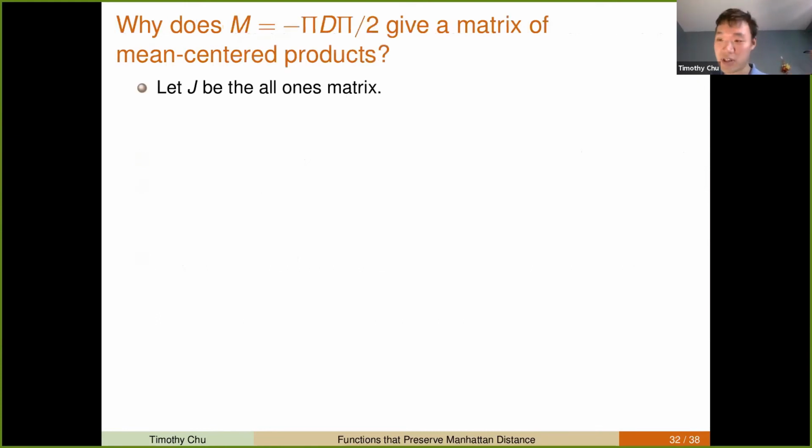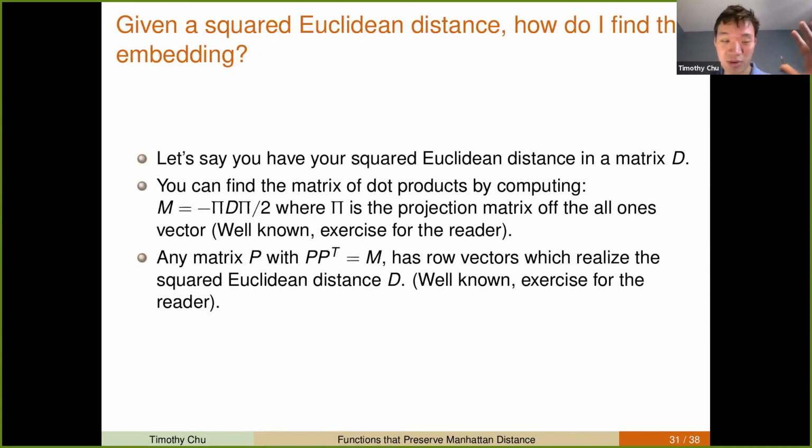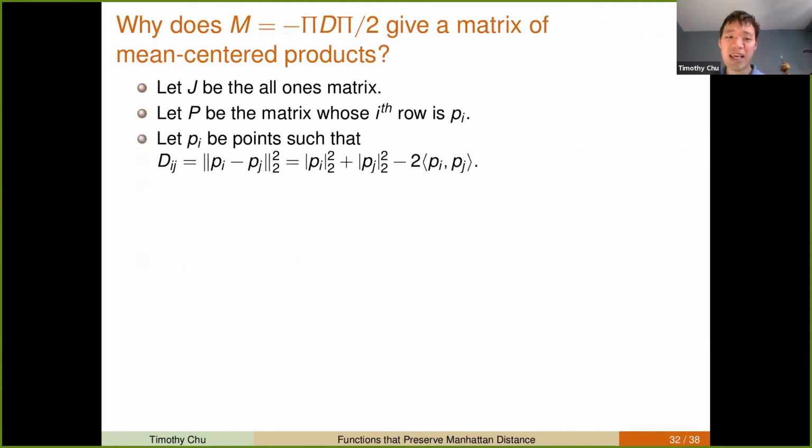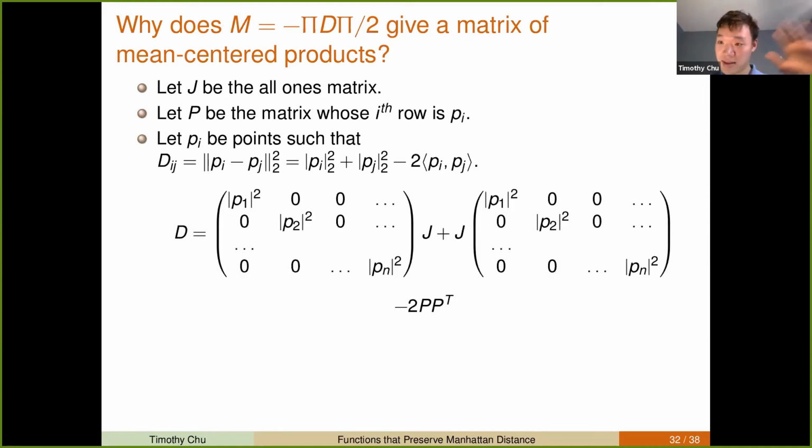Well, let me just give some brief intuition for this. This slide is not super important, but if you're really curious why this was true, I'm going to go into it. Let's say J is the all ones matrix and P is the matrix whose ith row is p_i. Let p_i be the points such that the ijth distance is the difference between p_i and p_j squared. So these are the points that realize our squared Euclidean distance. Just going to expand it out a little bit. If you just do the math, and you can take my word for this, this is a very simple calculation, you can show that your distance matrix D is equal to the following complicated formula.